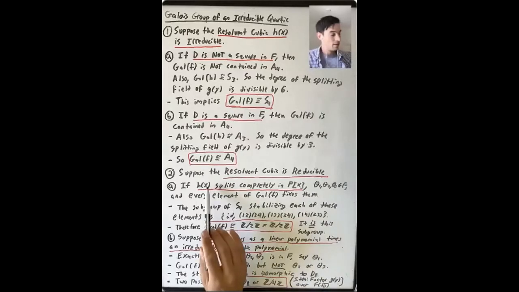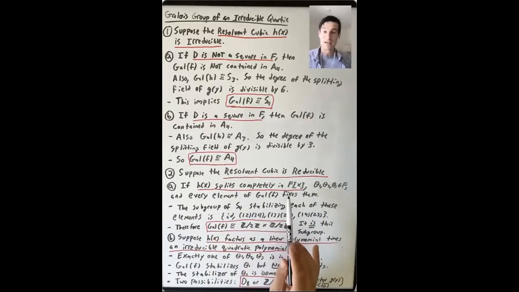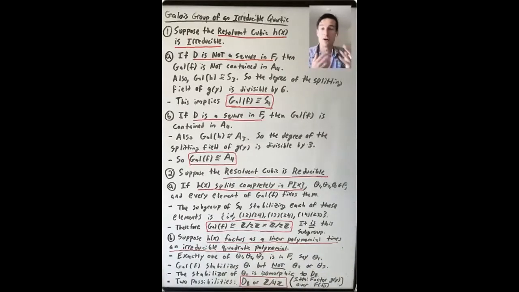So if the resolvent cubic is reducible but doesn't factor as a product of 3 linear factors, it has to factor as a linear polynomial times an irreducible quadratic polynomial. That means that one of these theta i's is in F and the other 2 are not. So exactly one of theta 1, theta 2, and theta 3 is in F. Let's say it's theta 1. We can rename our 4 roots alpha 1, alpha 2, alpha 3, alpha 4 to make it theta 1.